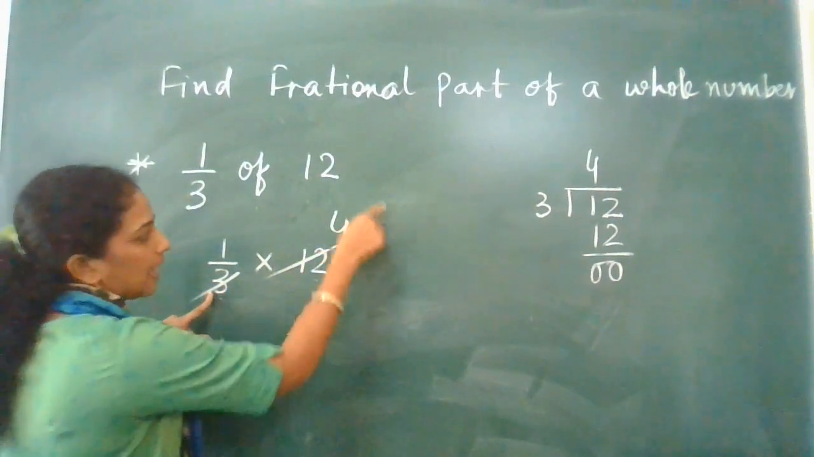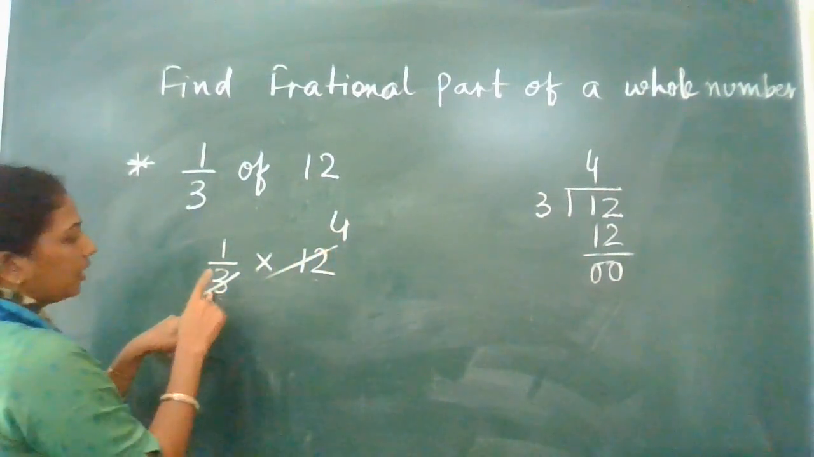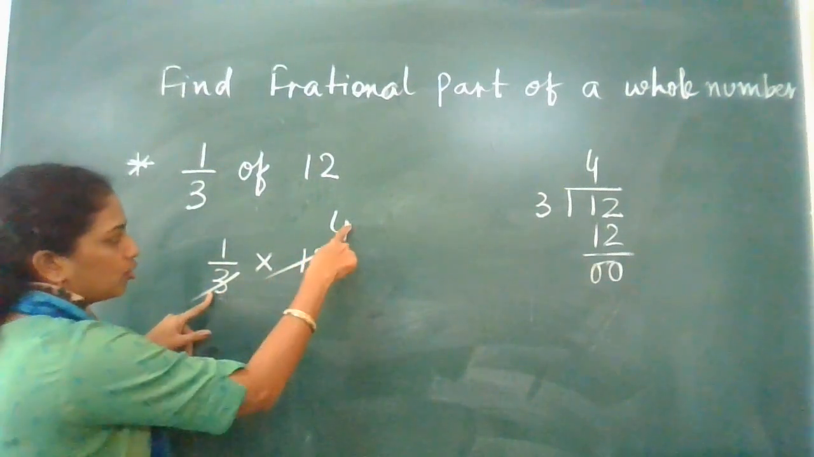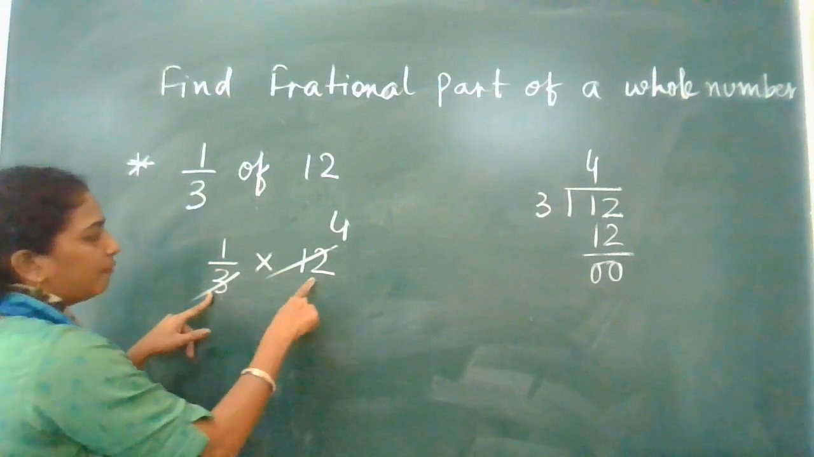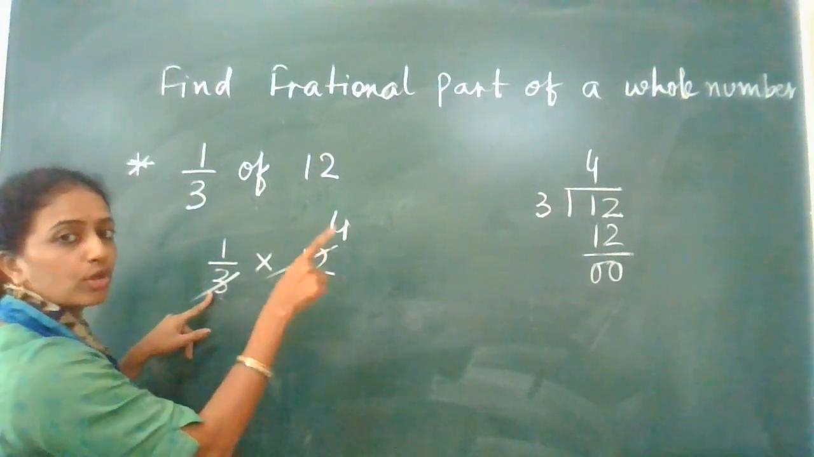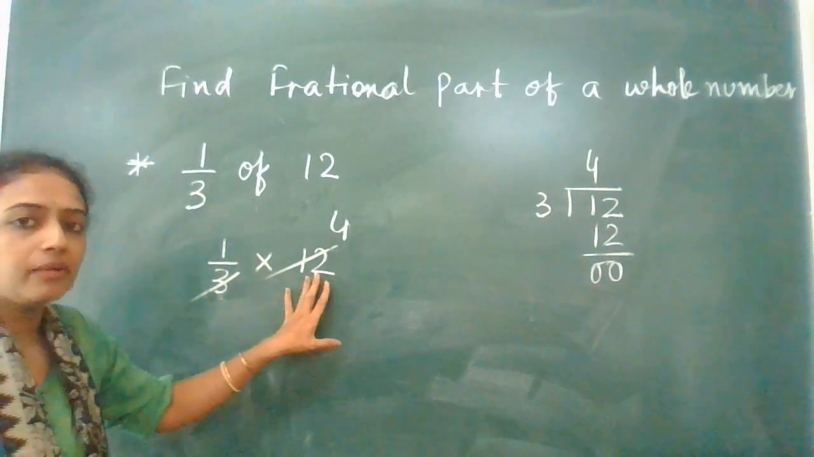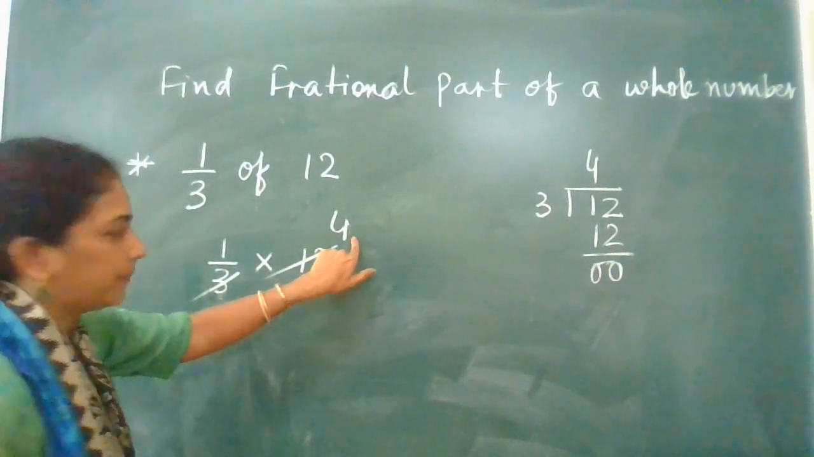You have divided 12 by 3, and what is the answer? The answer is 4. So 3 4s are 12. As you have performed the calculation with this, you have cut it so that you can understand that when I have divided it, the answer is 4.